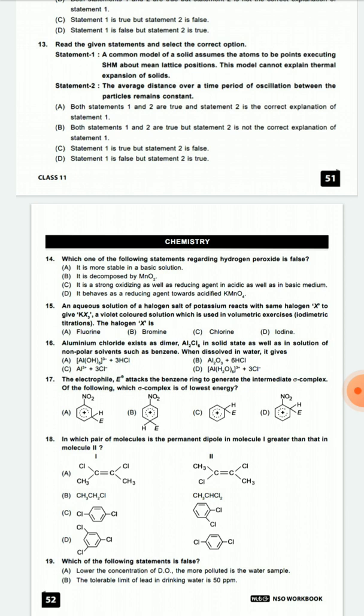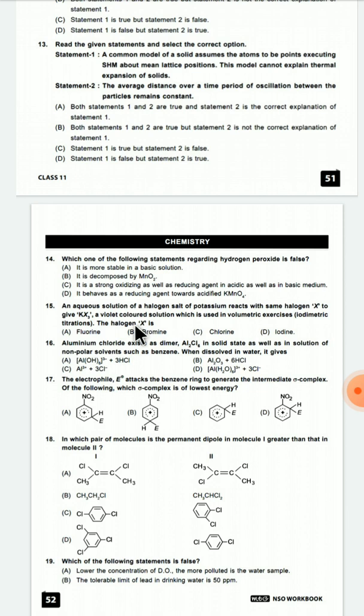As we know, the halogen salt of potassium always reacts with the same halogen X, which is here already given as used in volumetric exercises, that is iodometric titrations. So the answer will be iodine. Halogen X will be iodine. Option D will be the correct answer.